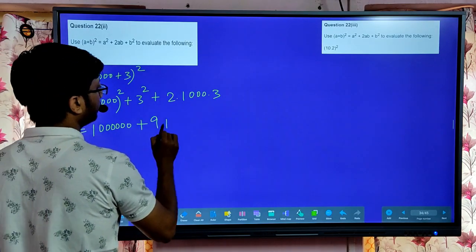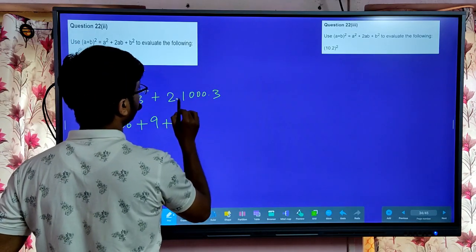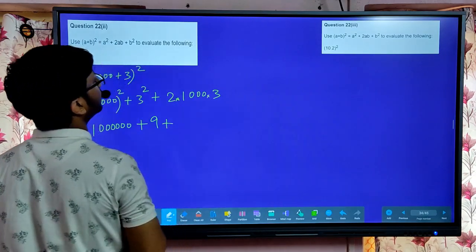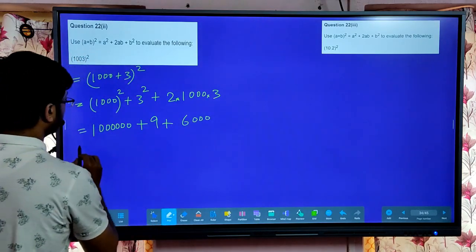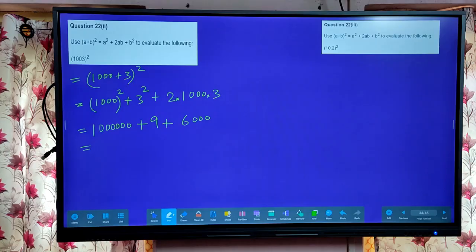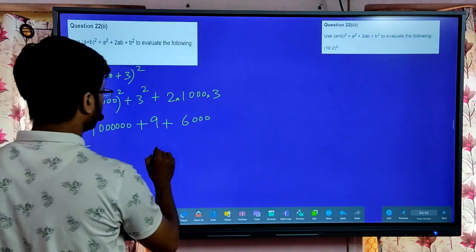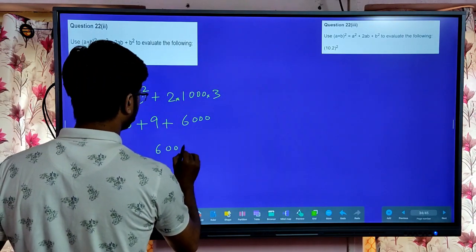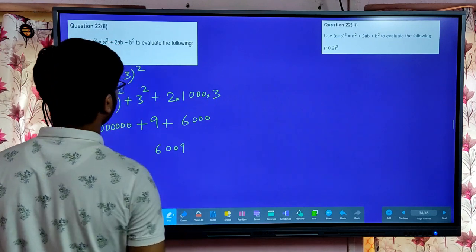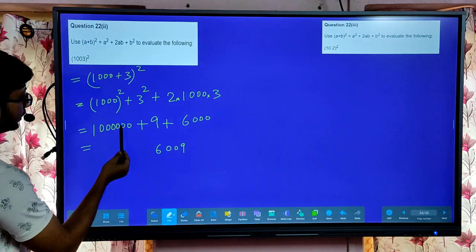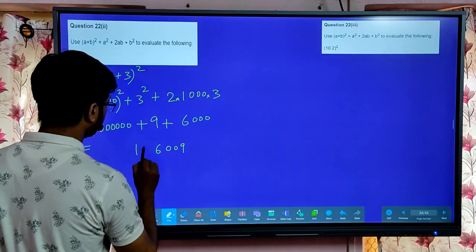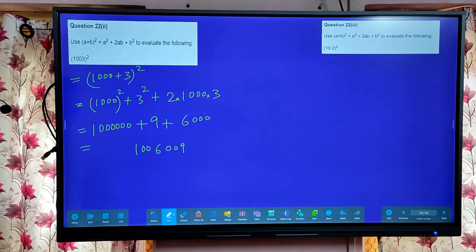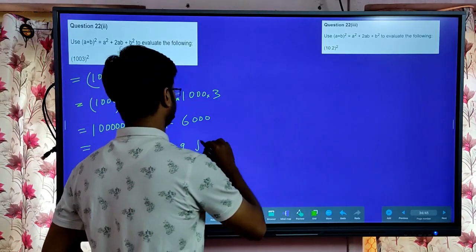Plus 9 plus 3 twos are 6. This is multiplication, okay? 3 twos are 6, so 6000. So first it will be 6009, it is very easy. And then how many zeros remaining? 6009, so another 100. Understood? So this will be your answer.